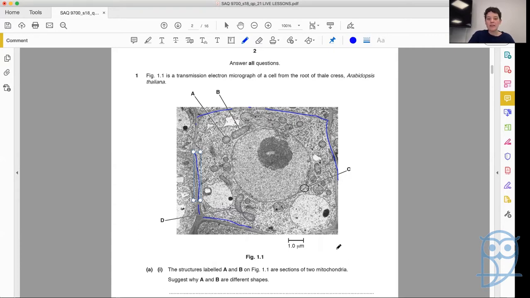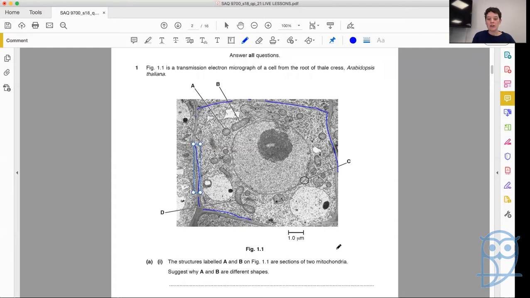Part A1 asks us, the structures labeled A and B on figure 1.1 are sections of two mitochondria. Suggest why A and B are different shapes. You see A is a circle, whereas B is a sort of sausage-shaped oval. What we've got to do is think about the 3D structure of a mitochondrion. We always draw our mitochondrion like this, but remember, it is actually rather like a sausage shape. So if we cut it in this direction, then we would have a cross-section of a circle.